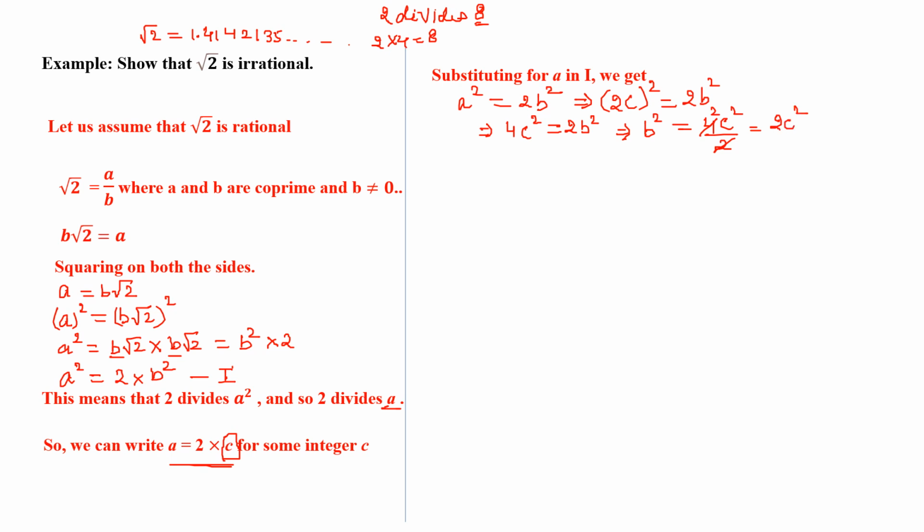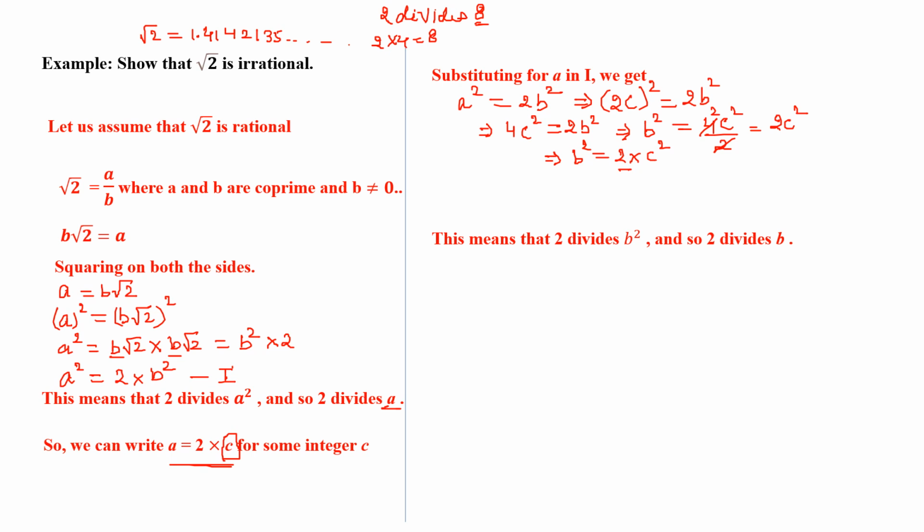Now from here, again I can say that this b square is a multiple of 2, isn't it? Because b square is 2 into c square. It means b square is a multiple of 2. So again I can see from here, this means 2 will divide b square. So it will divide b also.